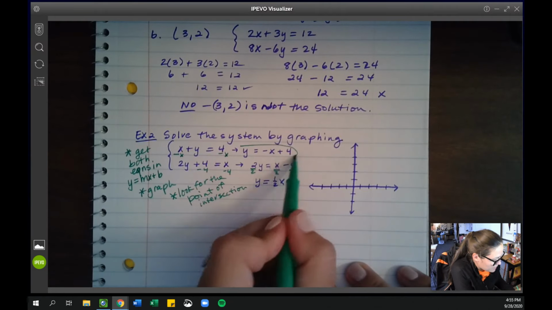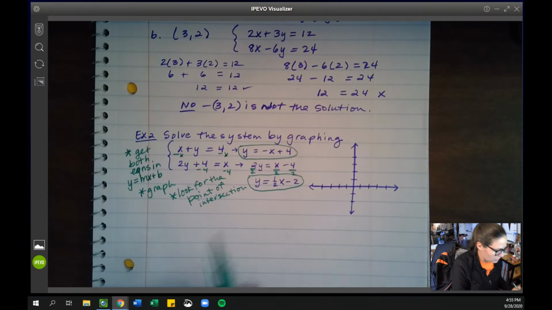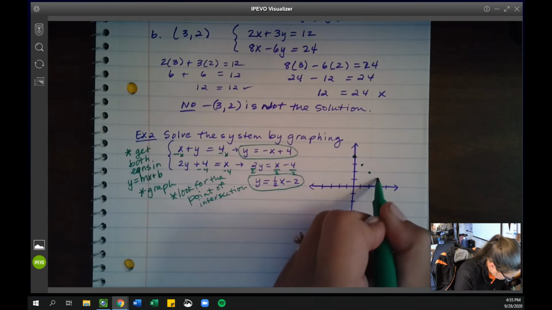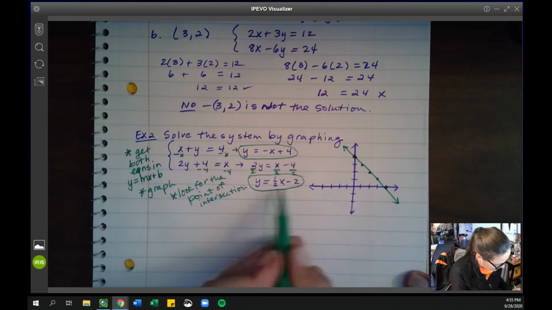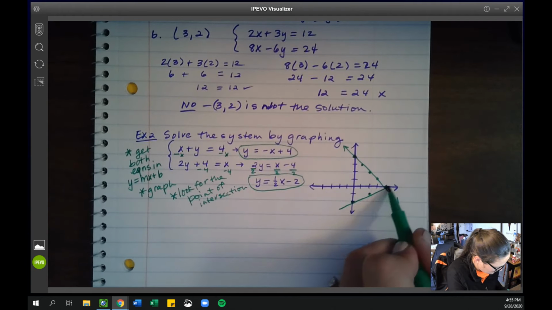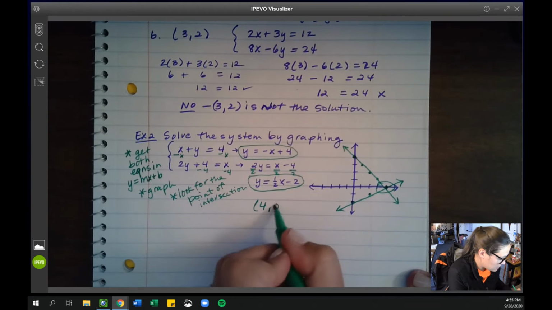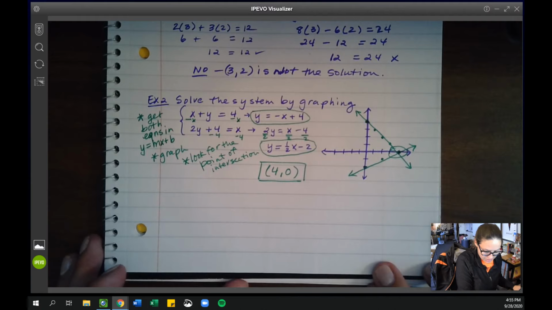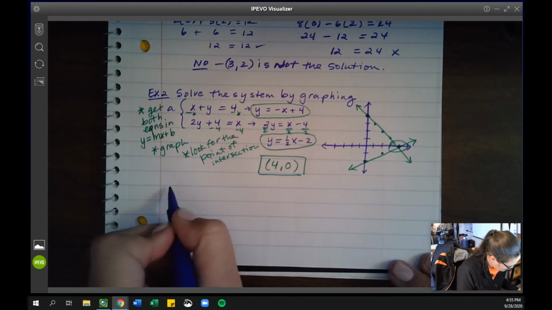So I'm going to graph this equation, and I'm going to graph this equation, and I want to look for where those two lines cross each other. So I'm going to start at 4, go down 1, right 1. And then here, I'm going to start at negative 2, go up 1 over 2, and there, boom. There's my solution. So my solution, my answer is 4, 0. All right, so that was part A. B.